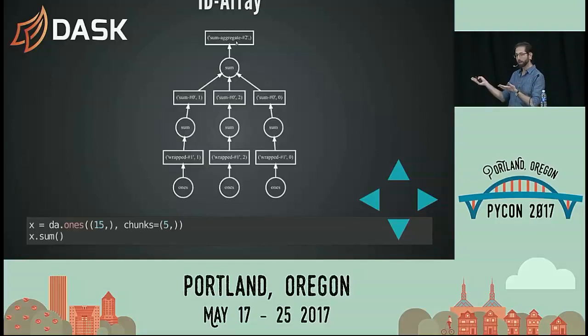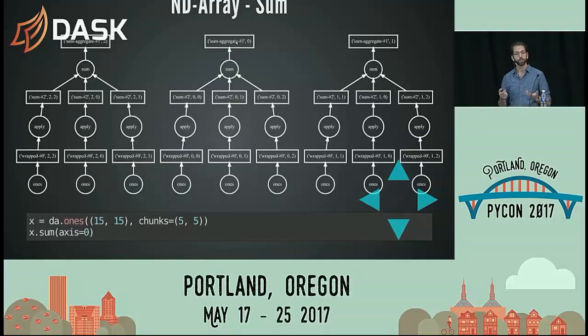So we're seeing NumPy-like code produce task graphs. Now this becomes more interesting if we go to 2 dimensions. So I'm creating a 15 by 15 array that's composed of NumPy arrays of size 5 by 5. So I've got 9 blocks. If I sum along one axis, I get sort of the same summing behavior.